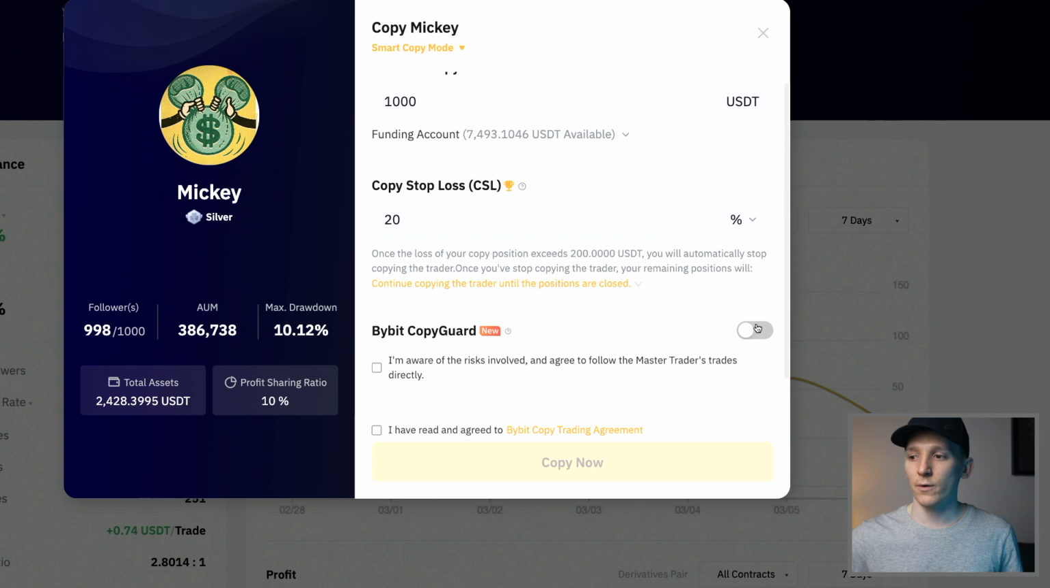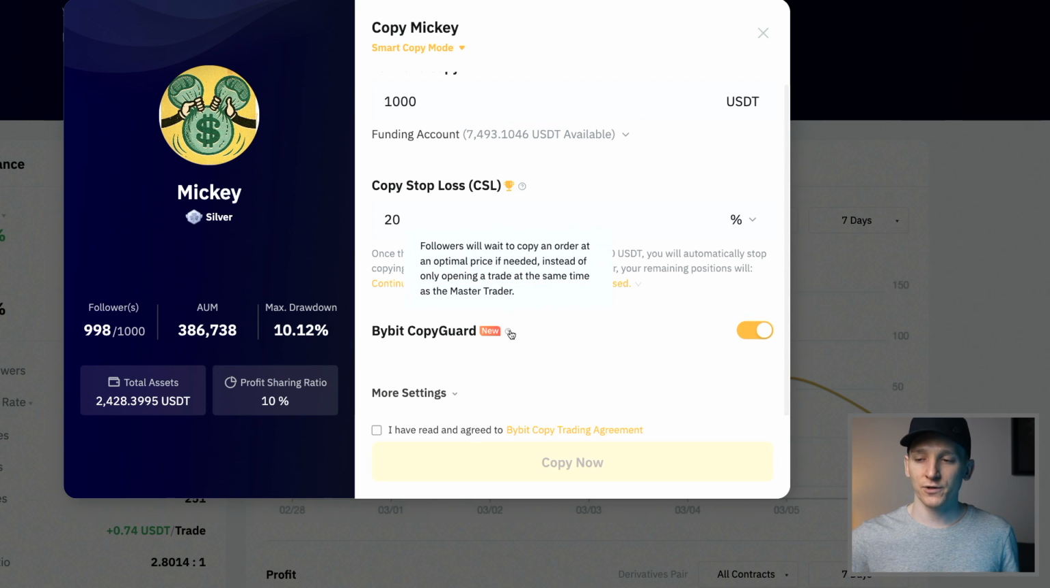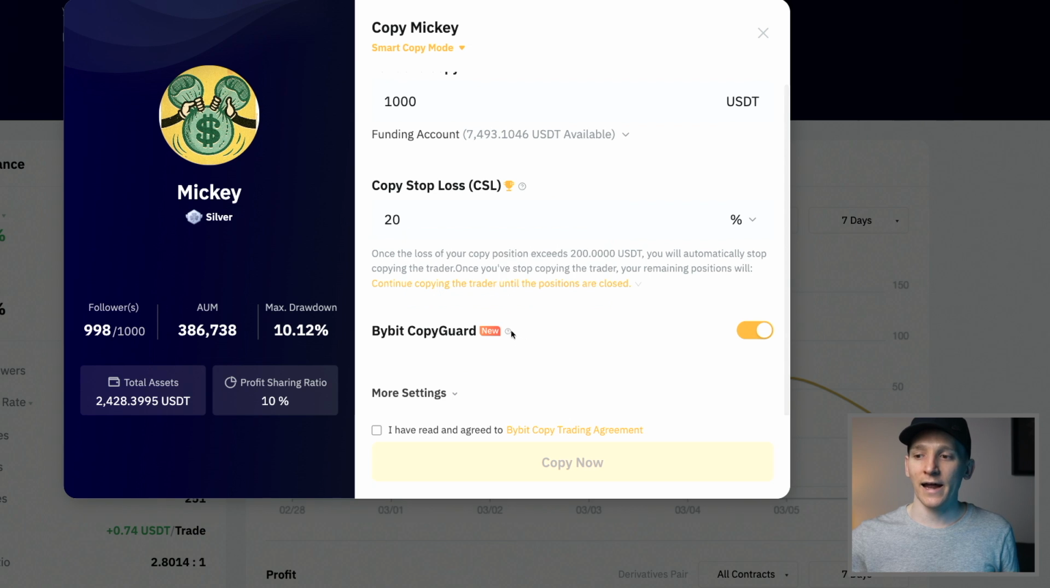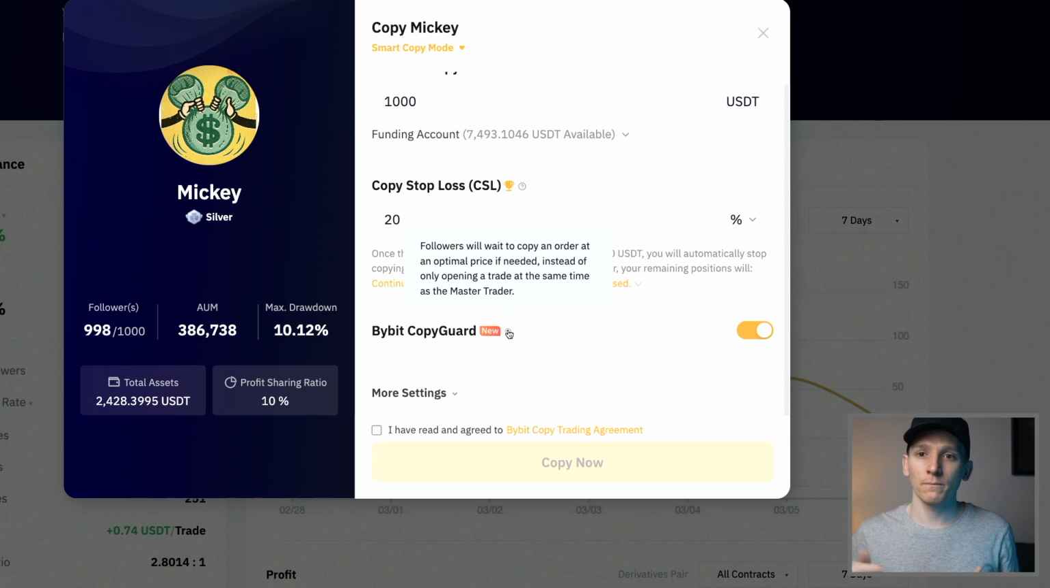This is also going to try and get better trades for you. So as you can see here, it will wait to copy an order at an optimal price. Now, for large assets like Bitcoin and ETH, this isn't going to be an issue, but for smaller assets, especially more illiquid ones, the copy trader may trade something, and then if you copy them, you may get a much worse price. And so what this does is prevent that from happening and wait for the market to come down to a similar price to what they got.